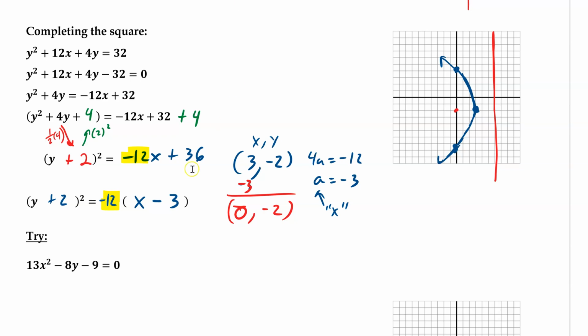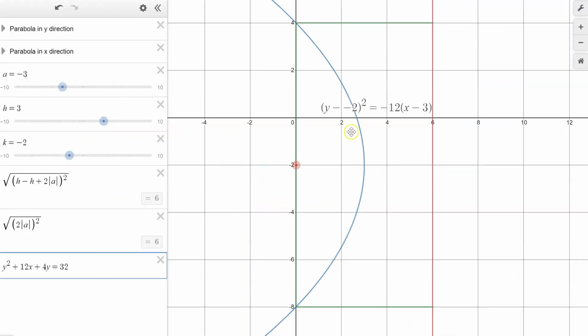So let's now check it in Desmos. There is our completed the square form. We have our plus 2 and our minus 12 and our 3. So you can see our vertex is at 3, negative 2. Dividing that by 4 would be negative 3, so negative 3 away would be 0. And then up 6 because we got to double it, and down 6. So everything's perfect.